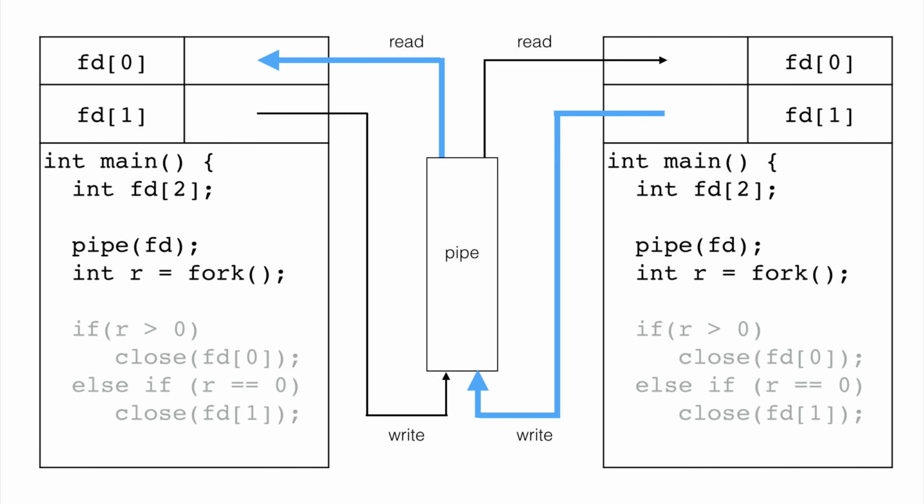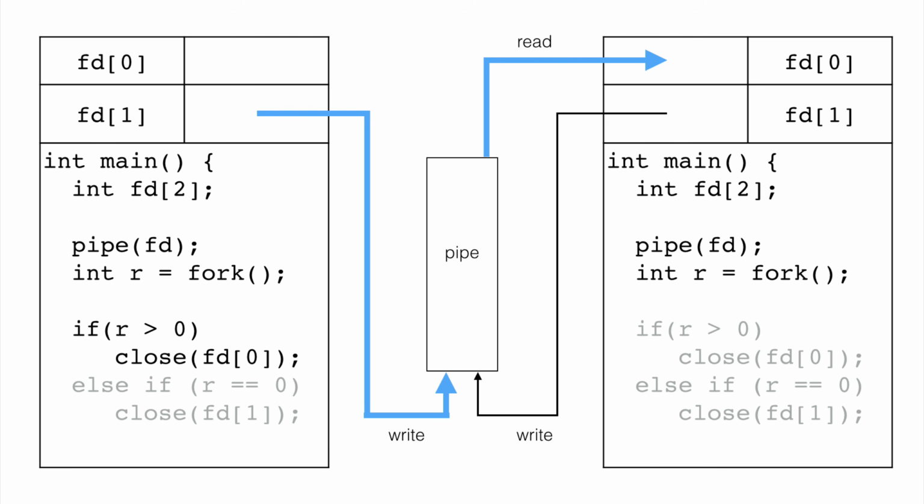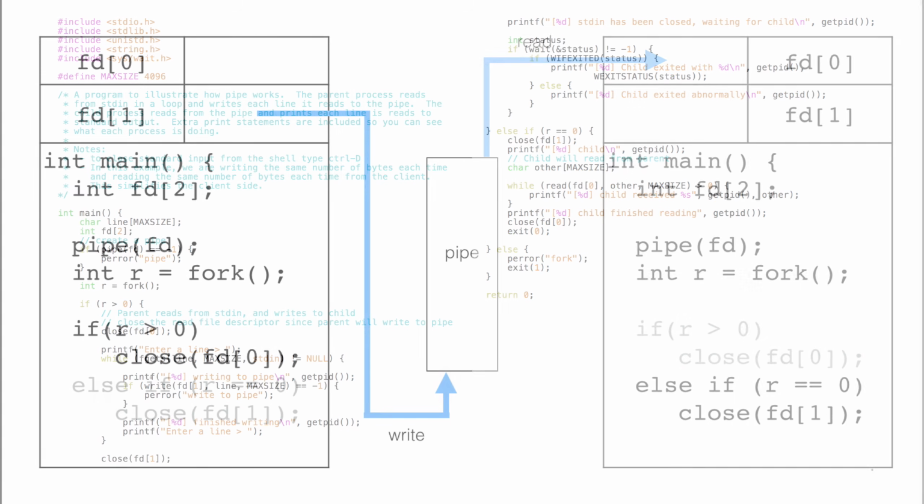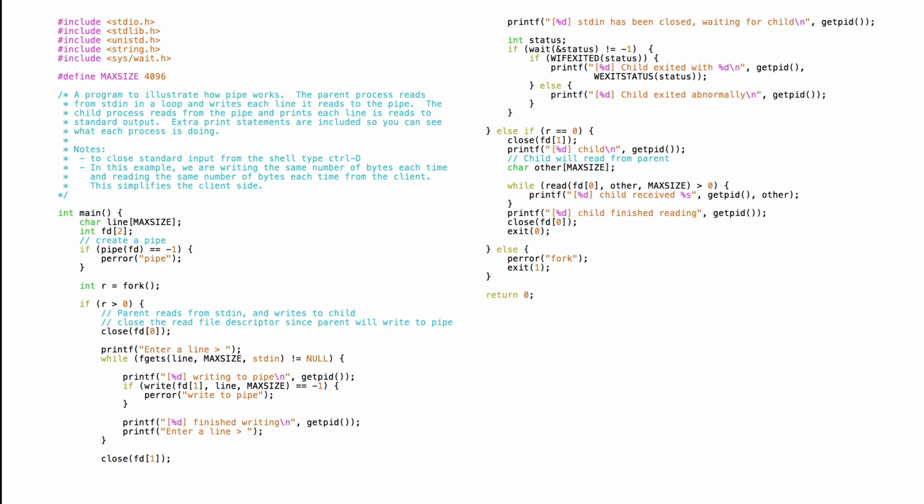Once you have decided which direction the data should flow, you need to close the file descriptors that you won't be using. For example, if the parent will read data from the child, then we will close the write file descriptor, FD1, in the parent, and close the read file descriptor, FD0, in the child. Now that the pipe is set up, we can use the read and write system calls to send and receive data on the pipe. Here is a simple example that demonstrates that we can send text from the parent process to the child. It includes most of the error checking required. We really should be checking close, too.